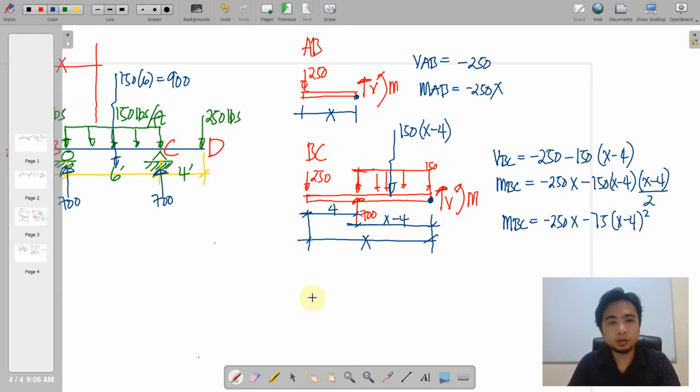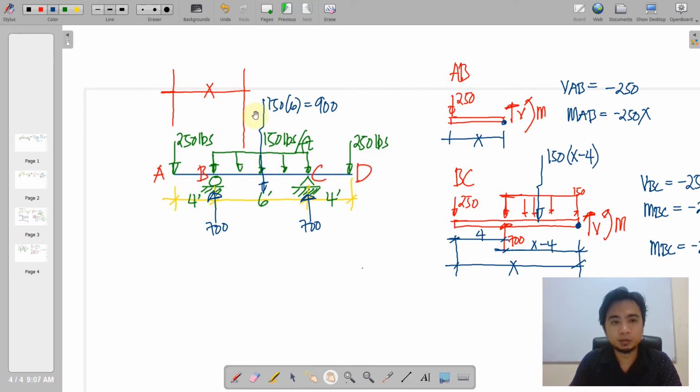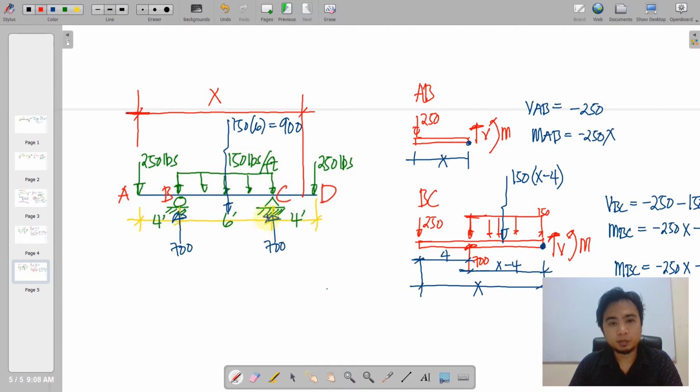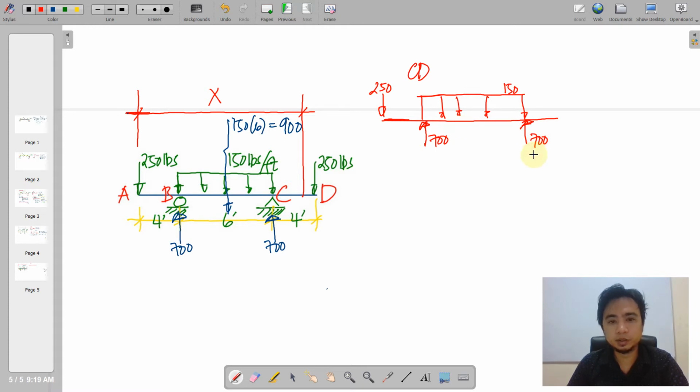So we now proceed to the next span, which is CD. We'll just have to extend this x up to the boundaries of CD. And then, of course, just the same, we are going to illustrate this one. The cut section of x, considering the left portion. We have the point loads and then the distributed load here, the reaction, and this is 900, and of course along this cut section we have the shear and moment.